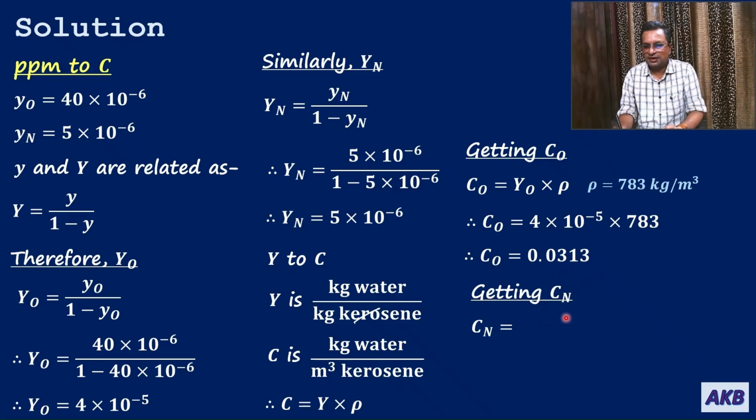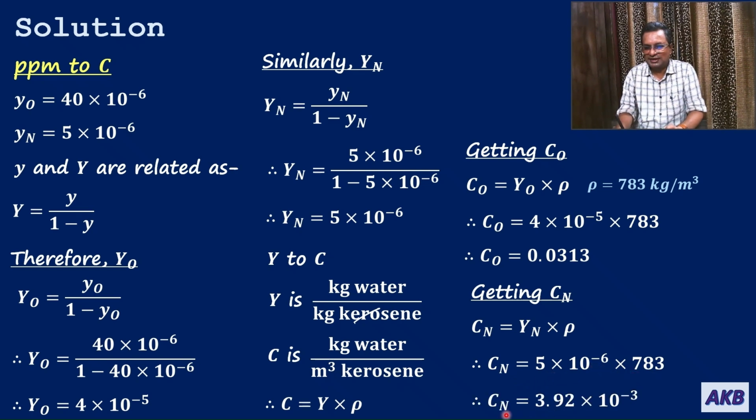Similarly, you can get capital Cn. Capital Cn will be capital Yn into rho. That is capital Cn is equal to 5 into 10 to the power minus 6 into 783. That is capital Cn is equal to 6.92 into 10 to the power minus 3. So in this way, we have converted concentrations from ppm to C. What is C? Kg water per meter cube kerosene.